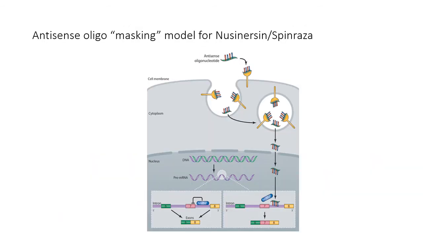Okay, so the oligo masking idea here. This oligo has two different names. One is nusinersen and the other is Spinraza. It's marketed as Spinraza. I don't know why they change the names of these things all the time, but they do. Okay, but the idea of this masking is that we're going to give the cells an oligonucleotide.